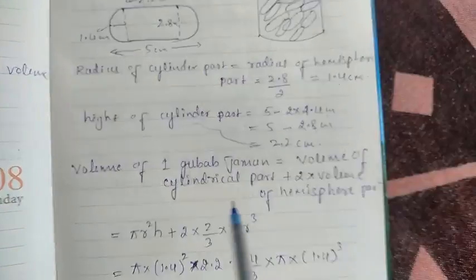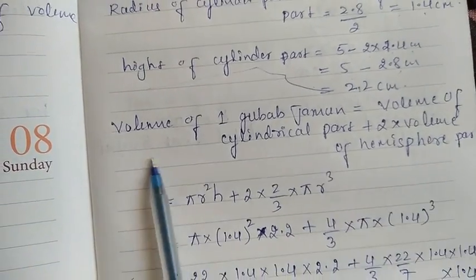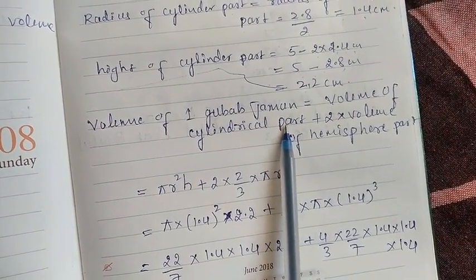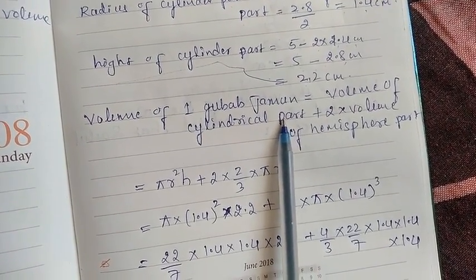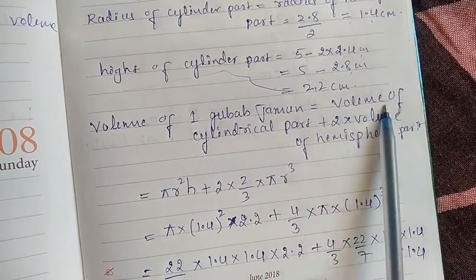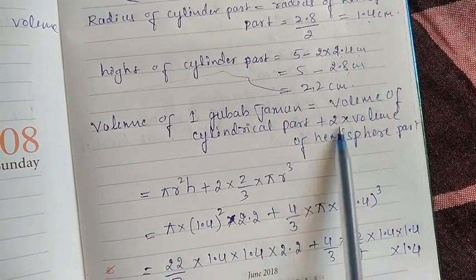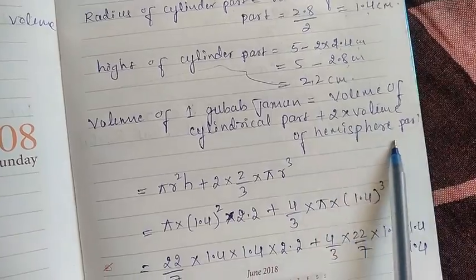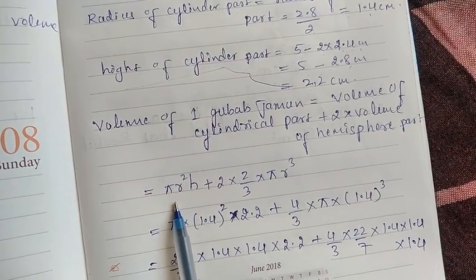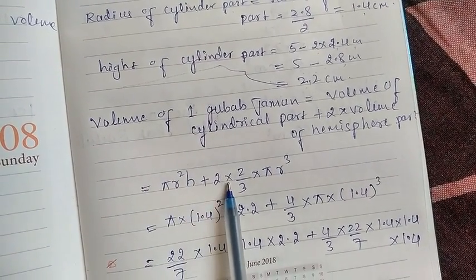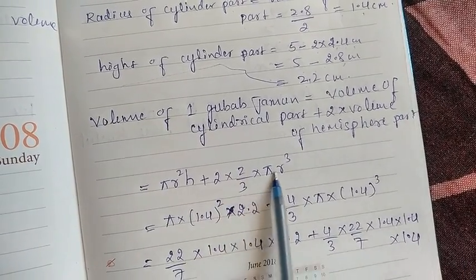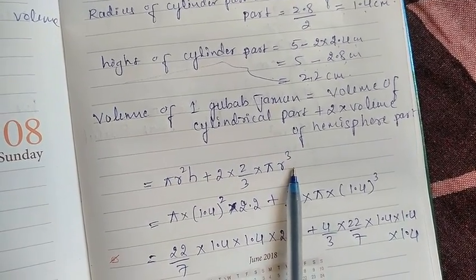Now come to the value. First you have to find the volume of one gulab jamun, which is the shape of a combination of a cylinder and two hemispherical shapes. So the volume of one gulab jamun is equal to the volume of the cylinder part plus 2 times the volume of the hemisphere part. Correct. So put the formula. The volume of the cylinder, we know the formula, is pi r square h, plus 2 times the hemisphere, 2 times 2 by 3 pi r cube. Remember the formula.